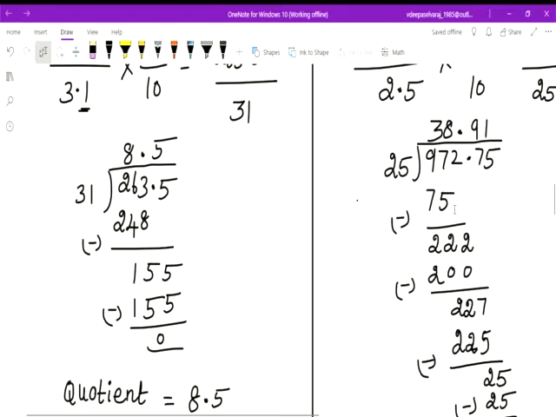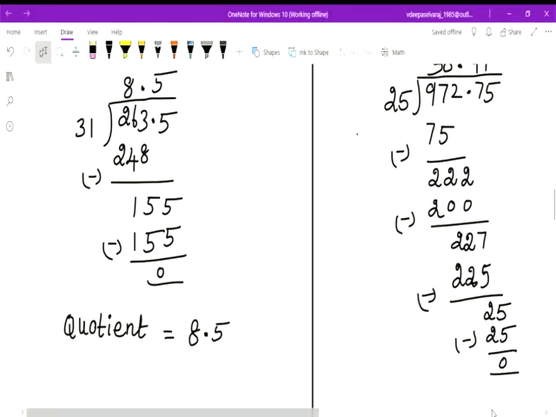25. In 25 how many times it occurs? 1 time. 1 into 25 you get 25. Now you subtract this, what you will get, children? 0. Now what is the quotient, children? Quotient equal to 38.91. Do you understand, children? Shall I move on to the next question?